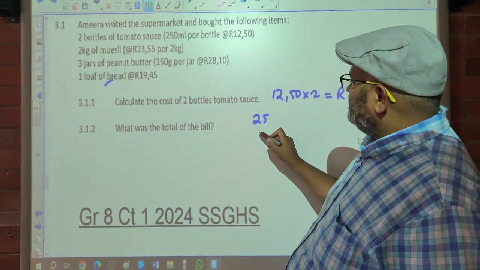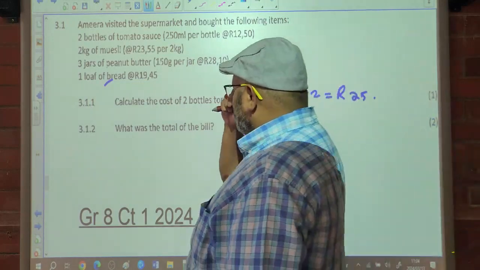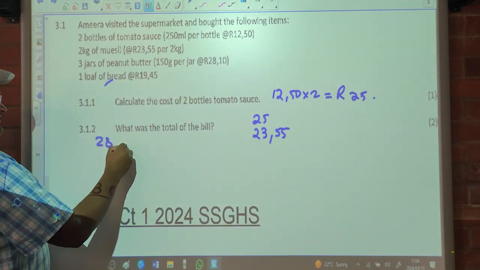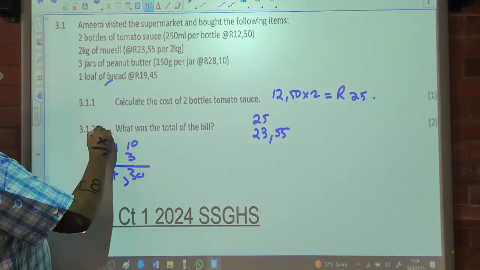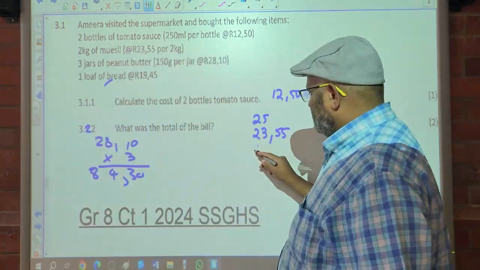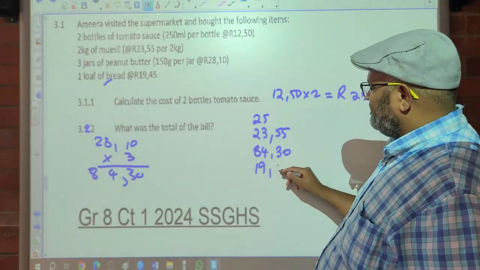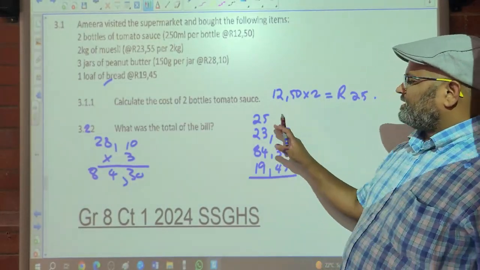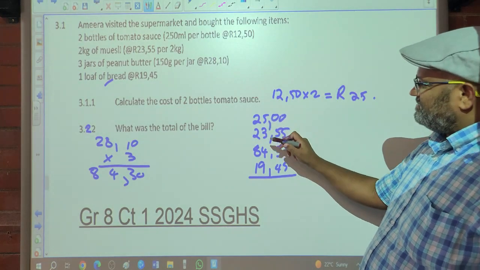So we got 23 rand 55 cents. 3 jars of peanut butter, 1 jar costs 28 rand 10 cents. So 3 jars will cost you 84 rand 30. Is that correct? You got 84 rand 30. 1 loaf of bread, which is 19 rand 45 cents. Now I know some of you cut out all the cents and left them out. You can't do that, unless the question says round or estimate. But you can't just do your own thing.